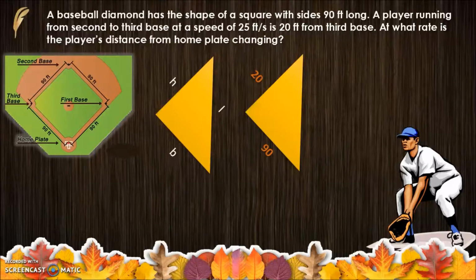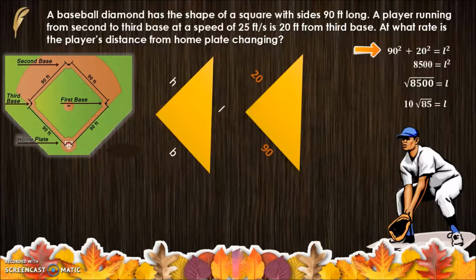So now we're going to use the Pythagorean theorem so that we can find the side that we're missing. So we're going to have 90 squared plus 20 squared equals L squared. So we're going to have that 8500 equals L squared. So the square root of 8500 equals L. So we're going to simplify that square root a little bit. So we're going to end up getting that 10 times the square root of 85 equals L. So now we find that value that we're missing.